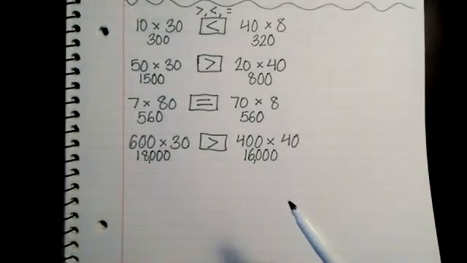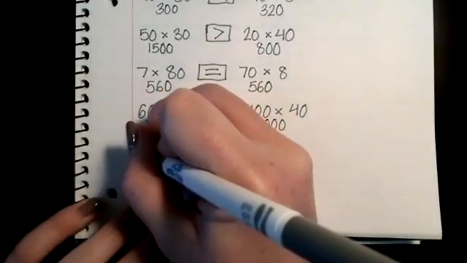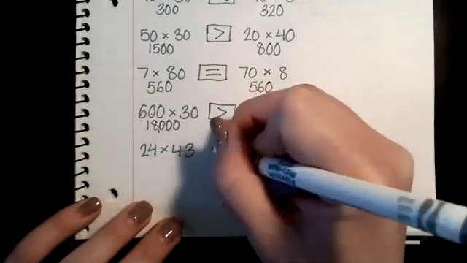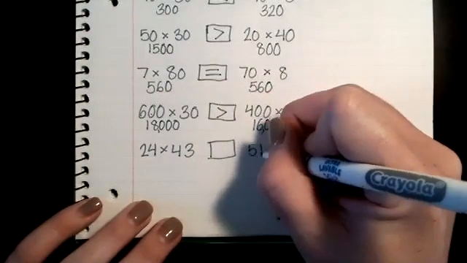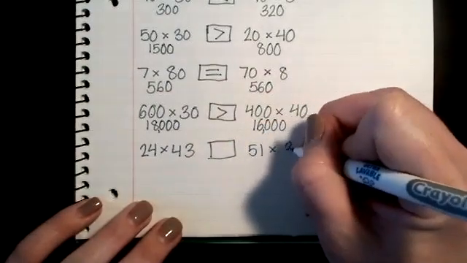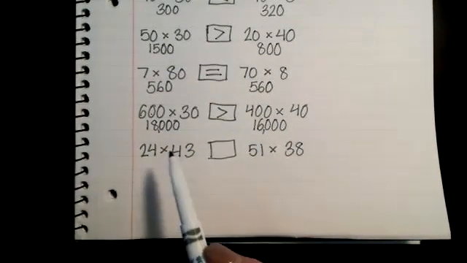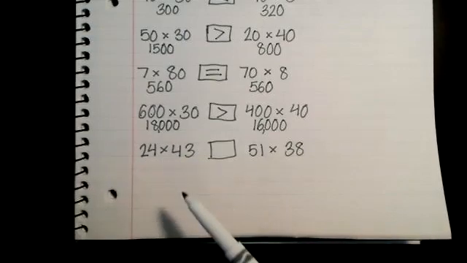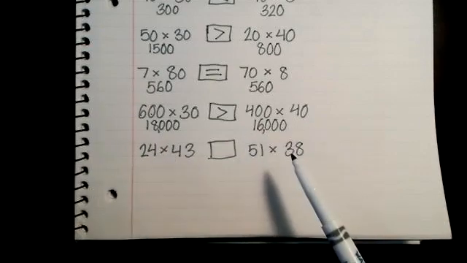So, for example, let's do a harder one. How about 24 times 43 compared to 51 times 38. Okay, now you might be thinking, oh great, now I have to get out my area model and multiply all these different pieces and add them all up to find one and then do the same thing for the other one.